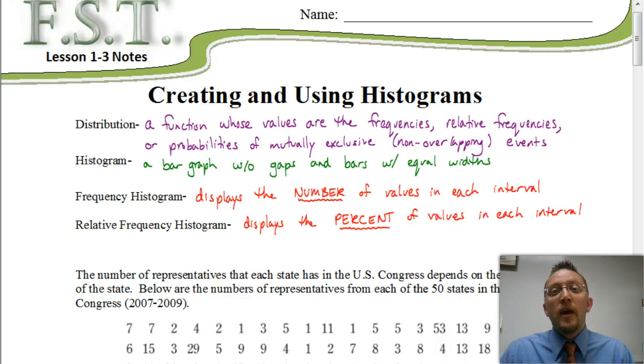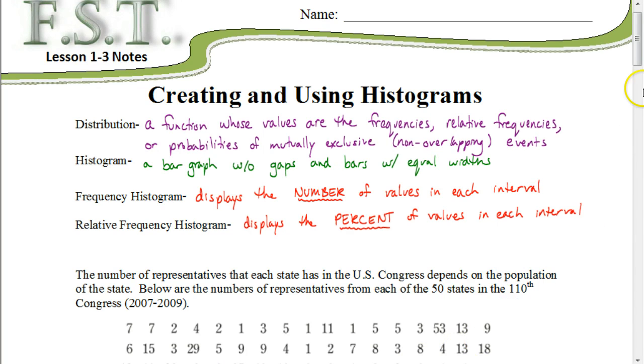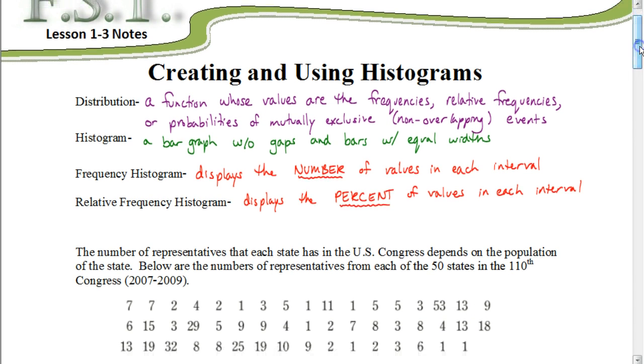So why don't we go ahead and look at our first example. In this example, it says the number of representatives that each state has in the U.S. Congress depends on the population of the state. Below are the numbers of representatives from each of the 50 states in the 110th Congress from 2007 to 2009. Looking at all those numbers, it really doesn't tell me much. It's hard to really draw out any conclusions based on all these numbers. So that is the purpose of creating a histogram.